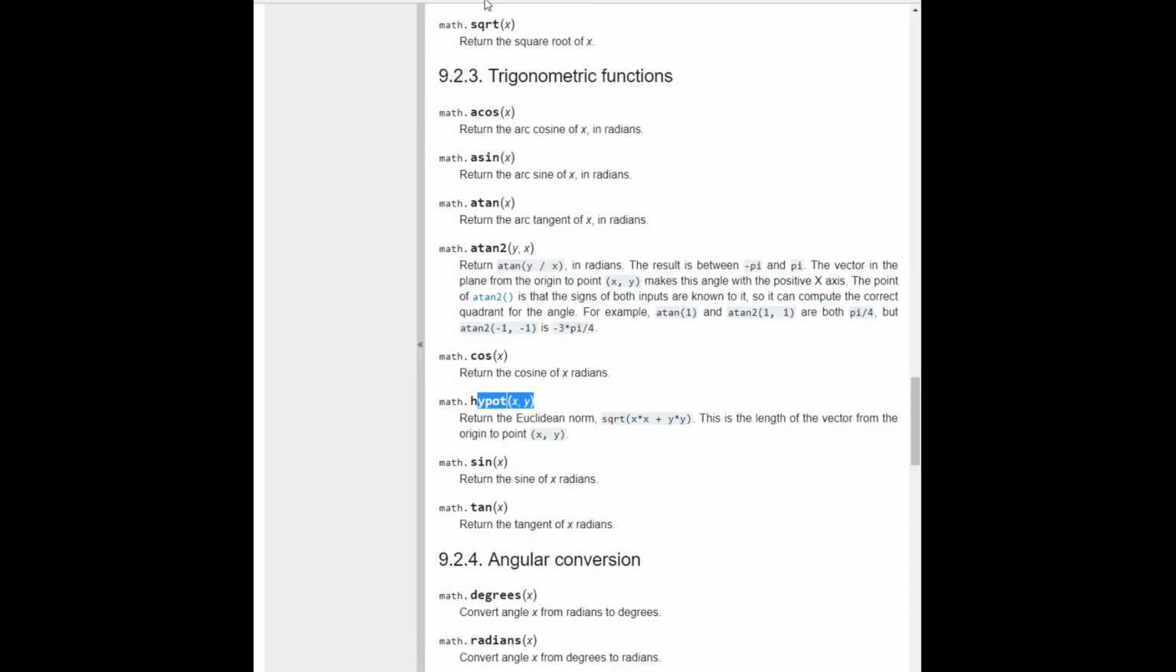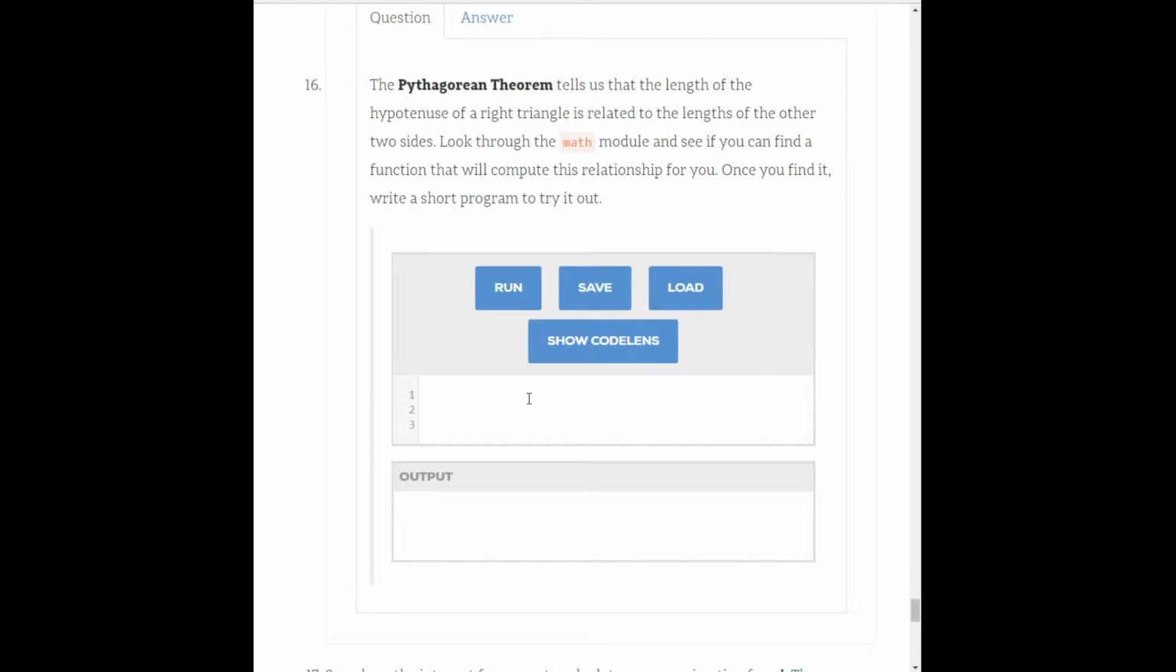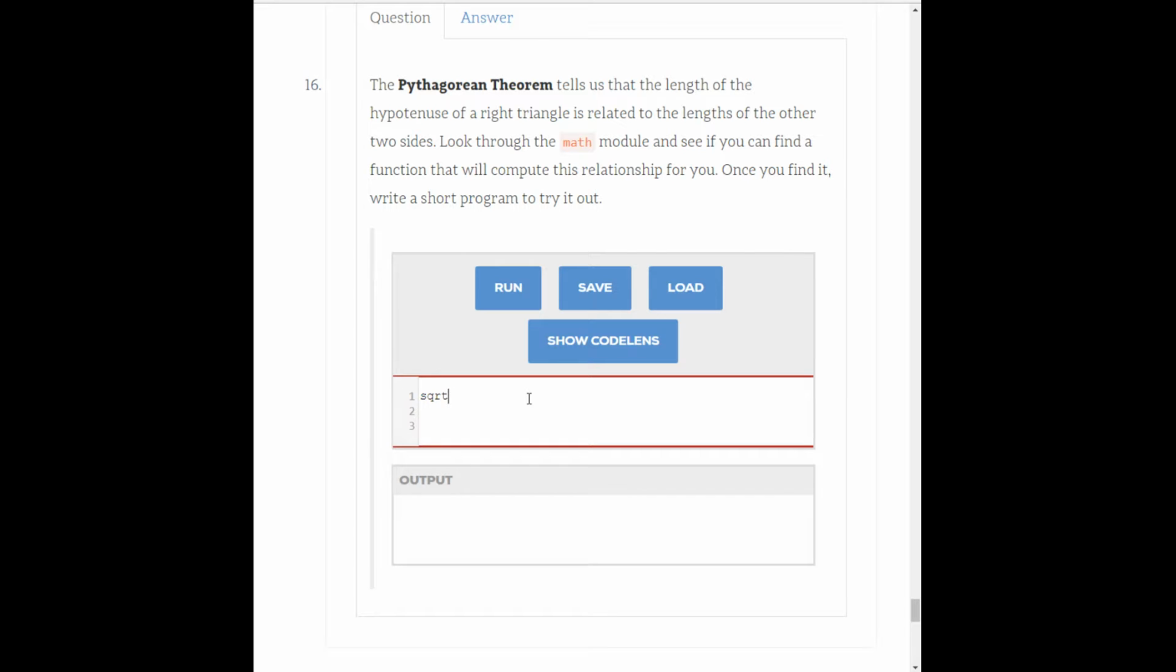So we need to use math.hypot in order to get x squared plus y squared and find the square root of that. So it's the equivalent of doing something like square root x squared plus y squared. Essentially, what's the same as, but for us, we can just call math.hypot and pass in the length of an x and a y, the length of one side and another side, and get the answer. So let's go ahead and do just that.